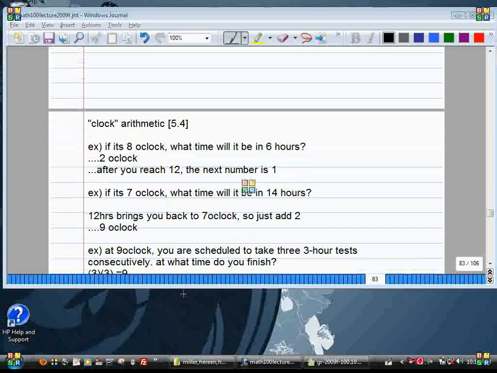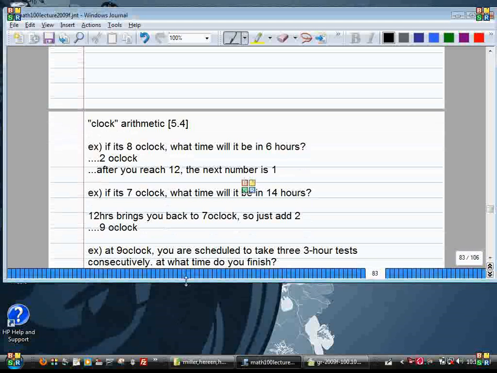So let me ask you this one, a little trickier. Starting at 9 o'clock, you're scheduled to take 3 3-hour tests consecutively. At what time do you finish? Okay, so how do we figure this out? Oh, okay. So we could do 9 plus 3 plus 3 plus 3, or as we learned in elementary school, it's another way to do this.